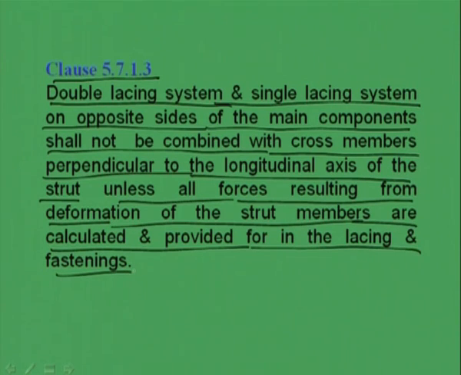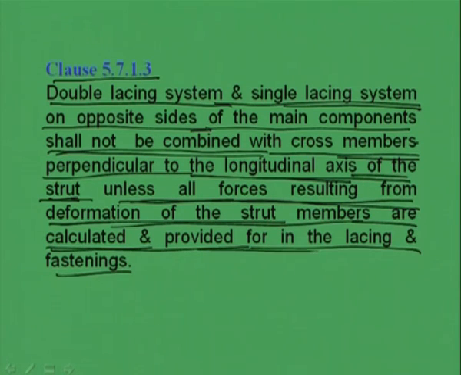I am repeating once again that double lacing systems and single lacing systems on opposite sides of the main components shall not be combined with cross members perpendicular to the longitudinal axis of the strut, unless all the forces resulting from deformation of the strut members are calculated and provided for in the lacing and fastening.